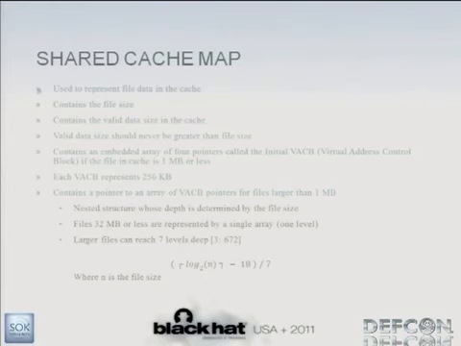If it's larger than a meg, though, we have to go to an array of pointers. So what that looks like is a nested structure. If it's 1 level deep, basically there's one array that points to the VACBs themselves.